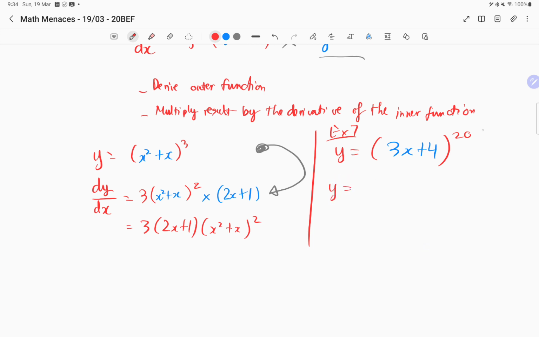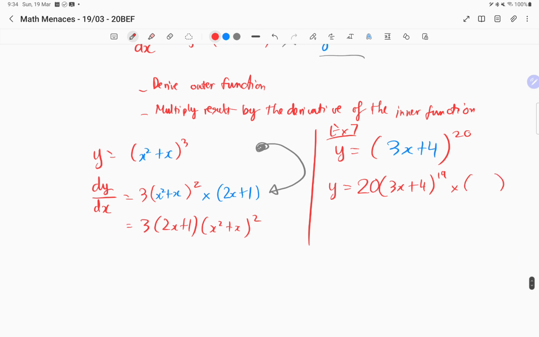Wait, not 19? Did you bring the power down first? 3x plus 4 stays the same, and then to the power of 19. Yeah. And then you do the times by... what was it? The derivative of 3x plus 4, of the inner function, which is? 3x plus 4? No, just 3. Yeah, because when you derive this, you only get 3.